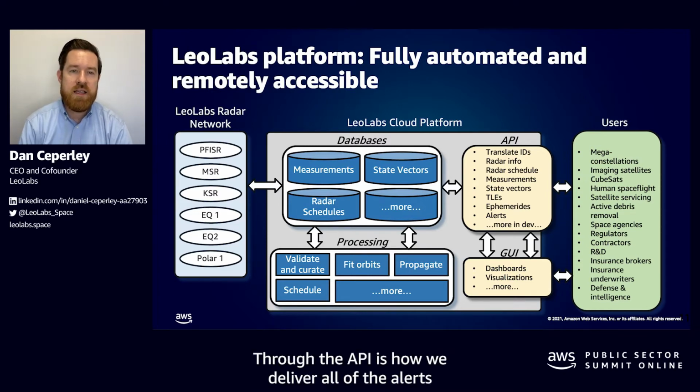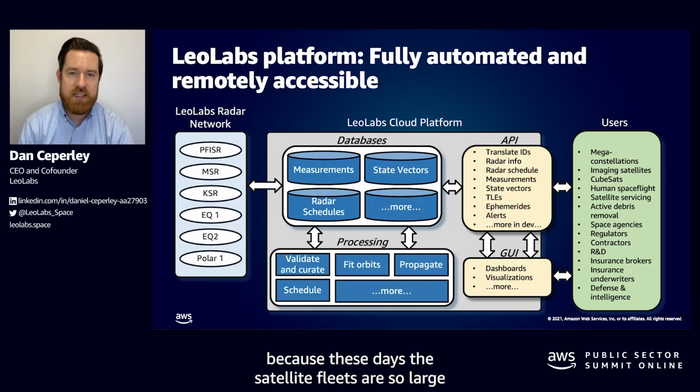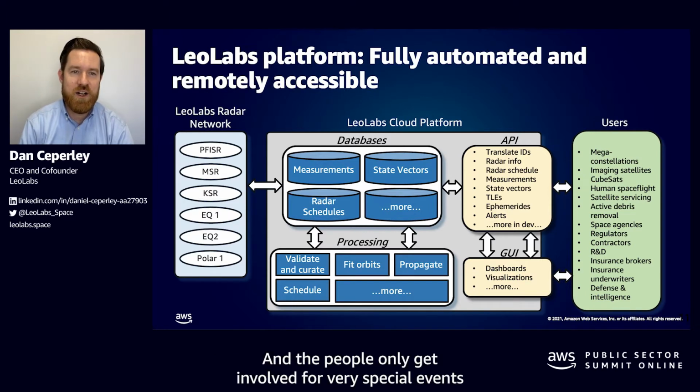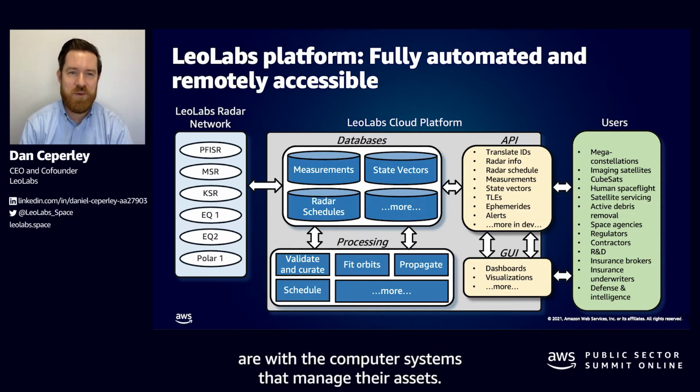Through the API is how we deliver all of the alerts and the information that is streaming out to the customers. And this is especially critical because these days the satellite fleets are so large that they use automated procedures to fly their satellites. And the people only get involved for very special events or to handle, say, new satellites that are being introduced into the fleet. So most of our customer interactions are with the computer systems that manage their assets.